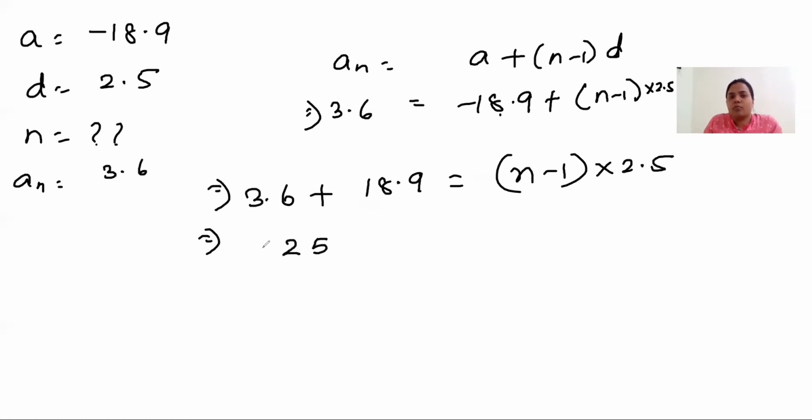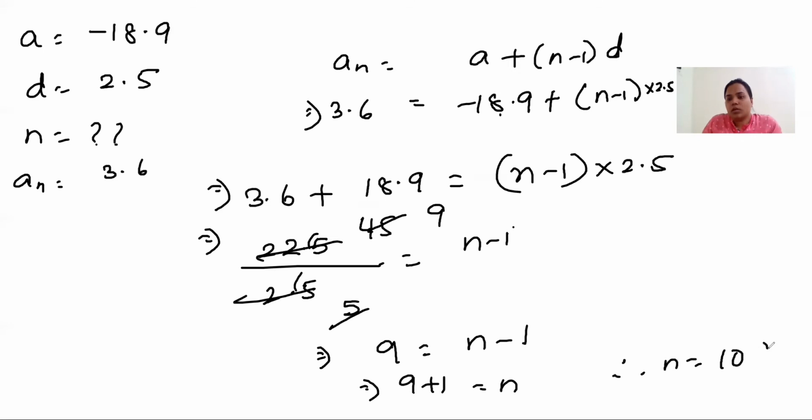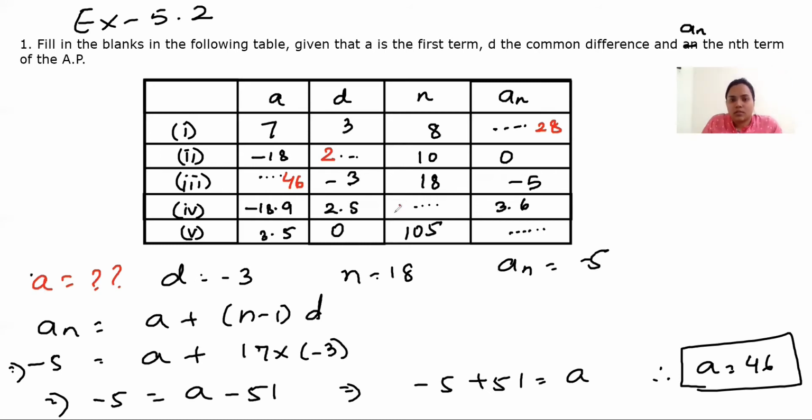22.5 upon 2.5 is equal to n minus 1. This will get cancelled. 5 5s are 25. 5 9s are 45. Implies that 9 is equal to n minus 1. 9 plus 1 is equal to n. Therefore, n is equal to 10, answer. So whenever we don't have n, we find n like this only. First we bring a this side, then we divide by d, and then we add 1. So this is the step of finding n. So we can write here, this is 10.